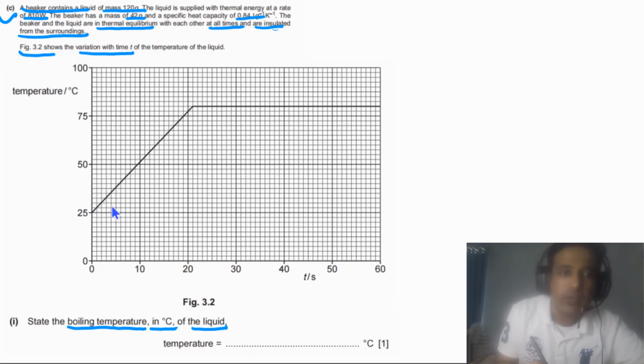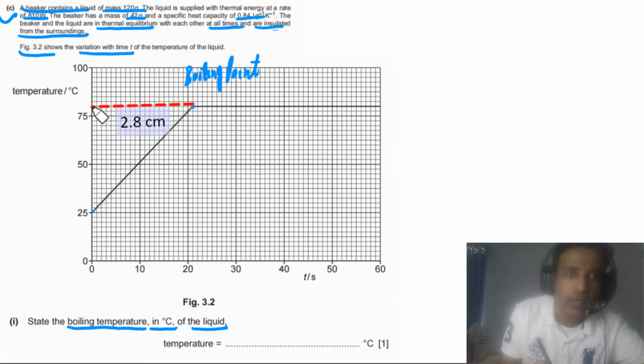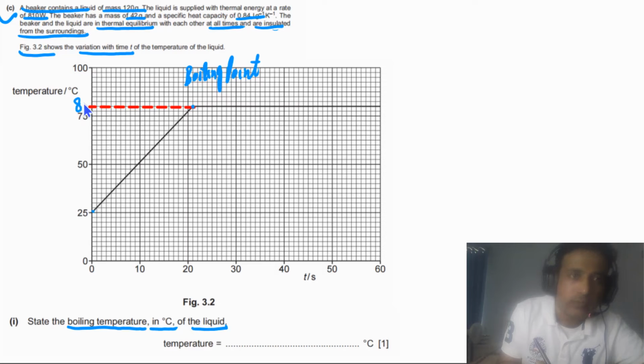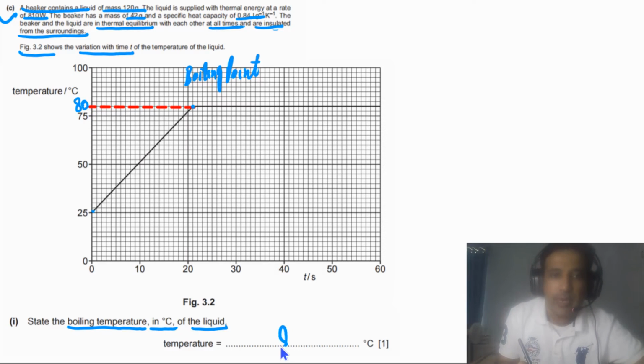If you look at the given graph, we have the liquid, we increase the temperature of the liquid, then the temperature of the liquid stays constant. It means this point is the boiling point, because here the phase is changing. The temperature at this point we can simply read from the y-axis. From the vertical axis we can read temperature, and in this case this is 75, so this will be 77.5 and this one will be 80. So let me write down here, this one is 80 degrees Celsius. You simply have to write down 80 degrees Celsius, and this is a B mark.